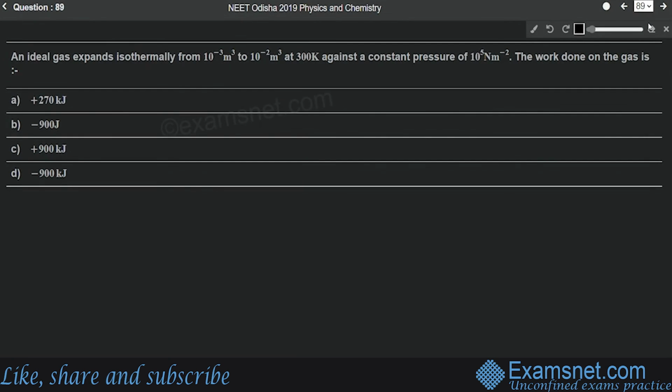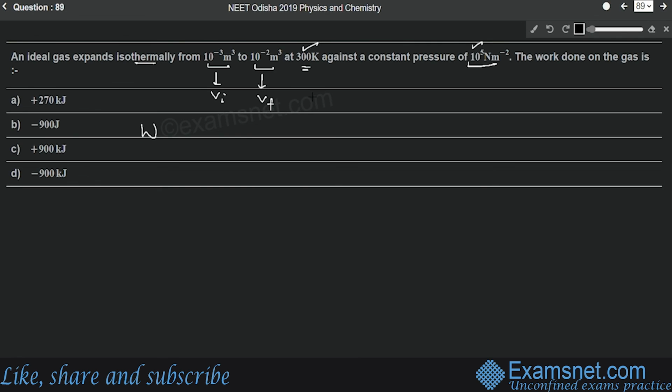Question number 89 is from the chapter Thermodynamics, and the question is, an ideal gas expands isothermally from 10 to the power minus 3 meter cube to 10 to the power minus 2 meter cube at 300 Kelvin against a constant pressure of 10 to the power 5 Newton per meter square. Now the work done on the gas is, okay, so the initial volume is given, final volume is given. The process is isothermal, so the temperature will remain constant, that is 300 Kelvin. Okay. And the pressure is also constant, and that is equal to 10 to the power 5 Newton per meter square. Now we have to find out the work done.